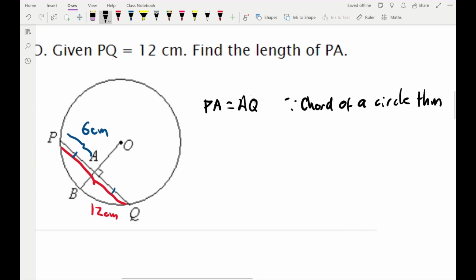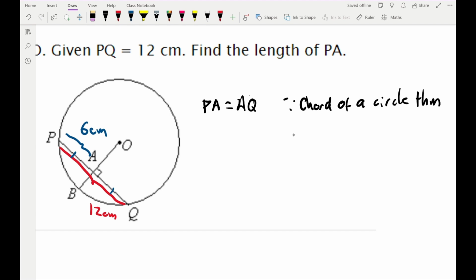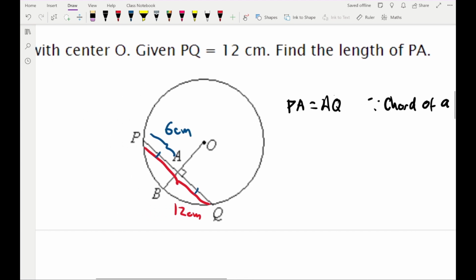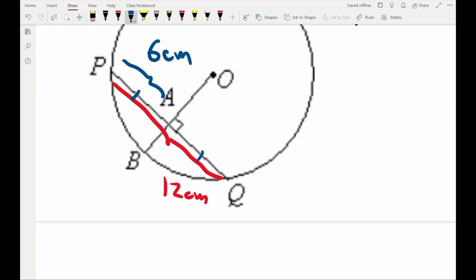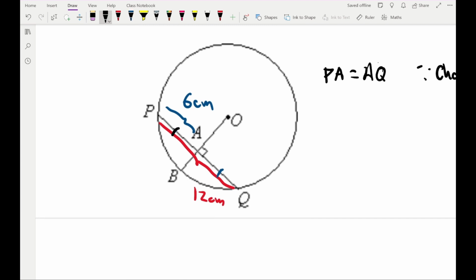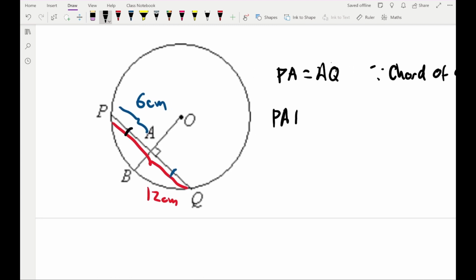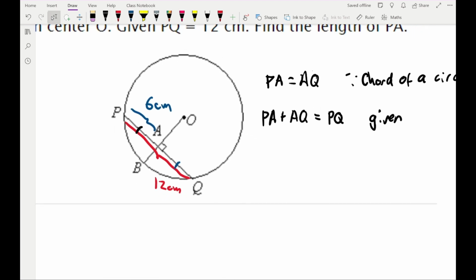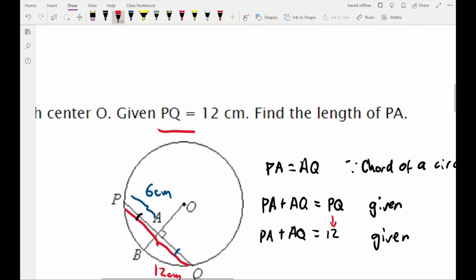Great. So this little symbol here means because, and chord of a circle theorem is the theorem we just learnt. And I'm saying PA equals AQ. So basically what I'm saying is that I've just drawn in these little lines to say they're the same length. Great. Next, we're going to step it out. So PA plus AQ equals PQ, and this is given. And what I'm basically saying there is, if I take the two bits PA and AQ and I add them together, I'm going to get the whole length, which is PQ. PA plus AQ equals 12. This is also given. So basically I'm saying PQ is 12, which the question literally says.